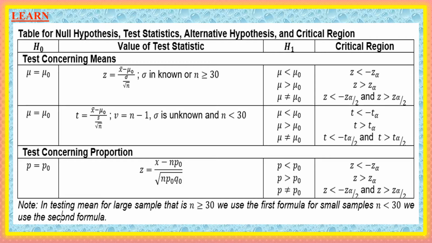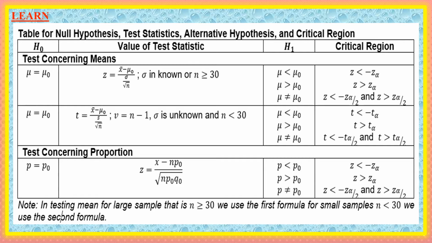So our alternative, you could have mu less than mu null. For the critical region, that is z less than negative z sub alpha. For alternative, which is mu greater than mu null, your critical region is z greater than z sub alpha. For alternative, which is mu not equal to mu null, you have 2 critical regions, that is z less than negative z sub alpha over 2 and z greater than z sub alpha over 2.